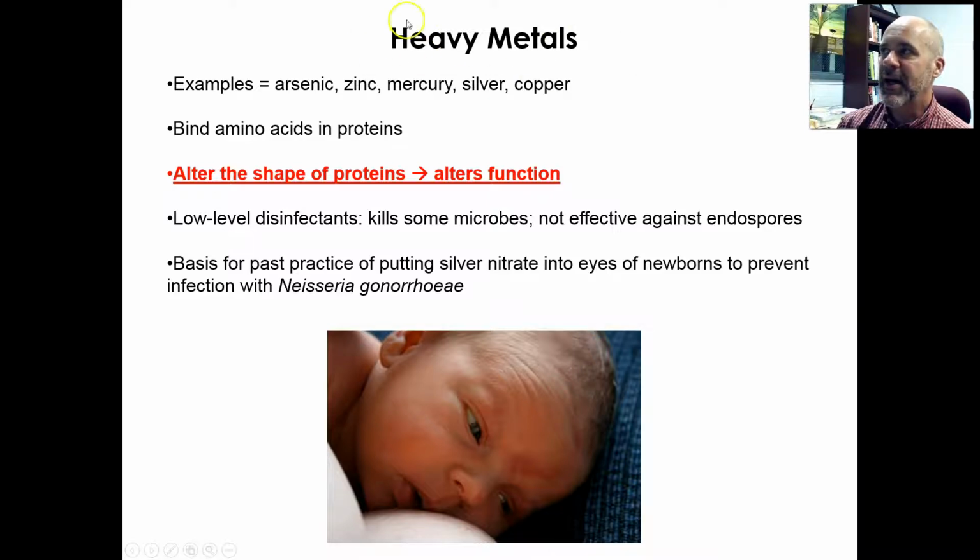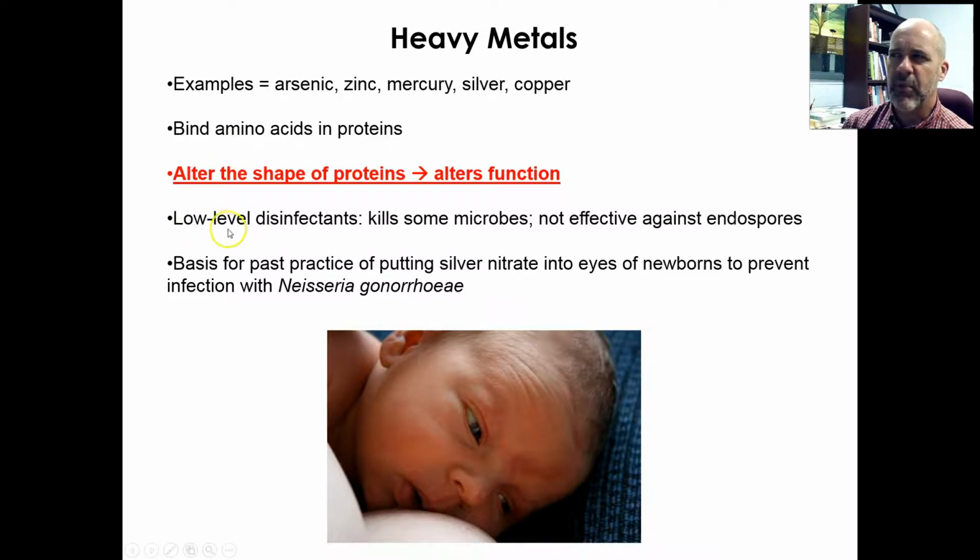Heavy metals. These include things like arsenic and zinc and mercury and silver and copper. So there's certain elements on the chemical periodic table that are classified as heavy metals. And these too have antimicrobial properties. They do that by attaching to the amino acids in proteins. Remember, one of the ways that proteins can get screwed up is that other chemical substances can attach to them and say maybe block the active sites of enzymes. So these either alter the shape or block active sites, and that's how they function.